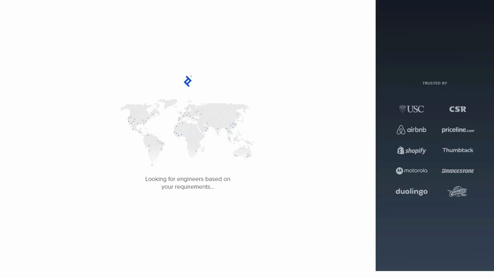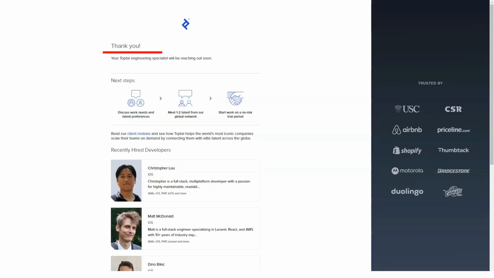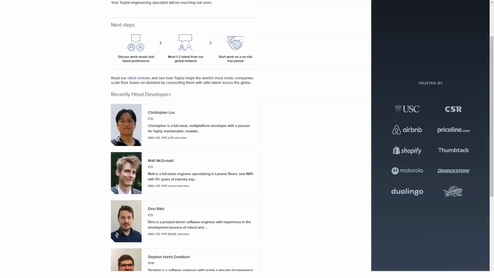Toptal tests and screens freelancers' skills. Further, Toptal proactively removes any freelancers who aren't delivering high-quality work on time. If you believe you get what you pay for and want one less thing to worry about, then Toptal is a fantastic choice for you.